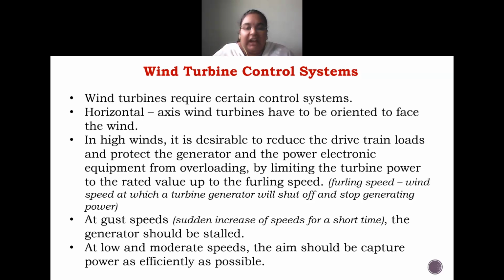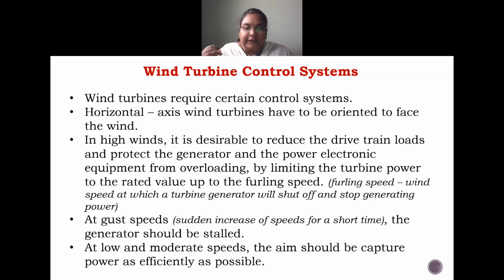But in case of high wind speeds, we need to make sure that our generator, drives, and the power electronic equipment are not overloaded. So what we are going to do is limit the turbine power to a rated value up to the furling speed. That is, furling speed is nothing but the wind speed at which the turbine generator will shut off and stop generating power. That is the maximum speed at which the machine can operate without damaging itself.